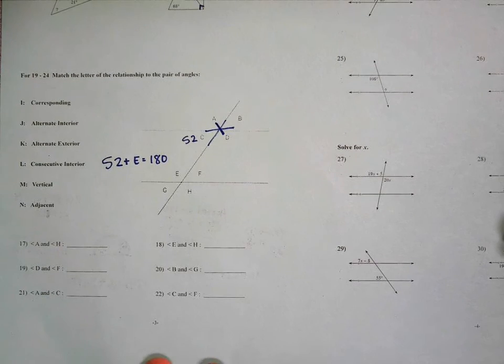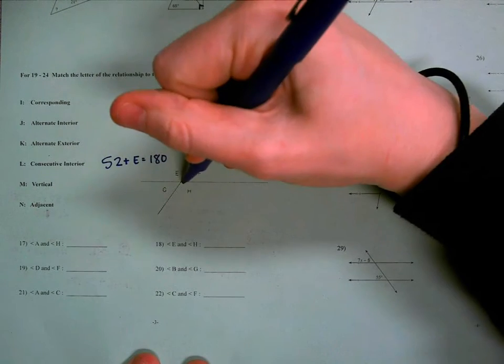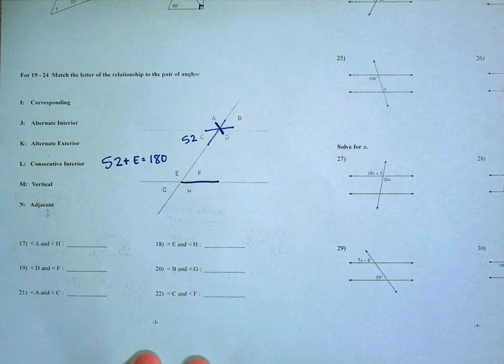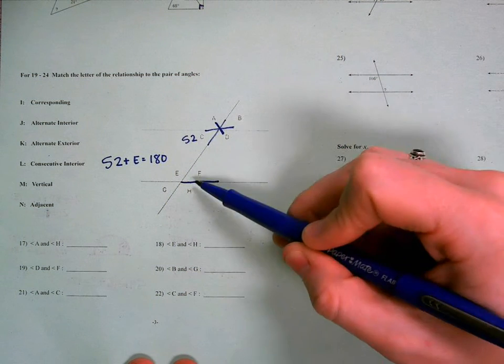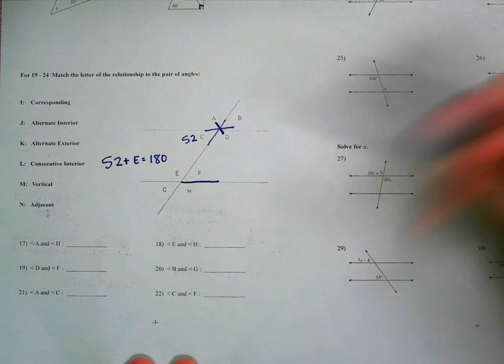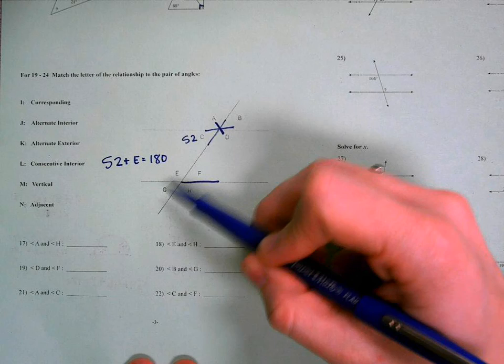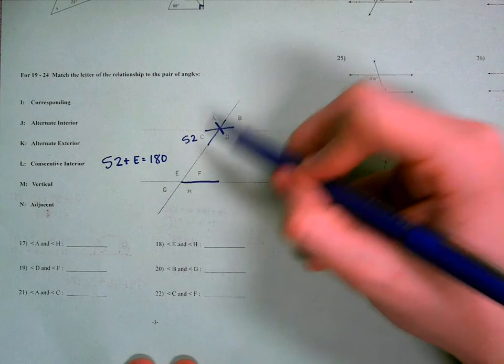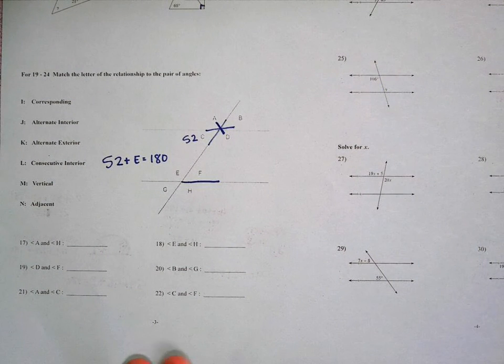And then adjacent just means right next to. So H and F would be right next to each other and they share this line in the middle. F and D are not adjacent because they don't share a line in between them. Okay, so H and F, E and F, G and E, G and H, A and C, A, B, B, D, D, C, all of those are adjacent.